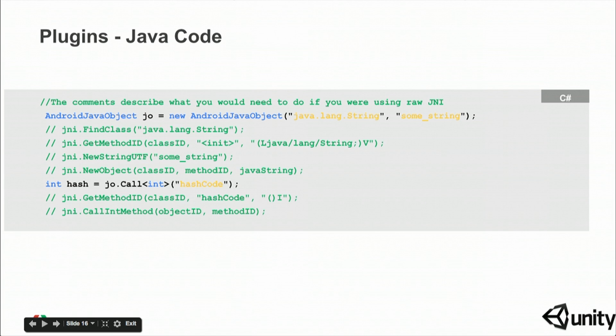So on this slide, the 2 lines that you see that are not commented out are what you need to do to make a call to get this hash code string. All the commented out lines are what you would do if you had to do that natively. So it just gives you an example of how much work we save for you and how much prettier your code can look.